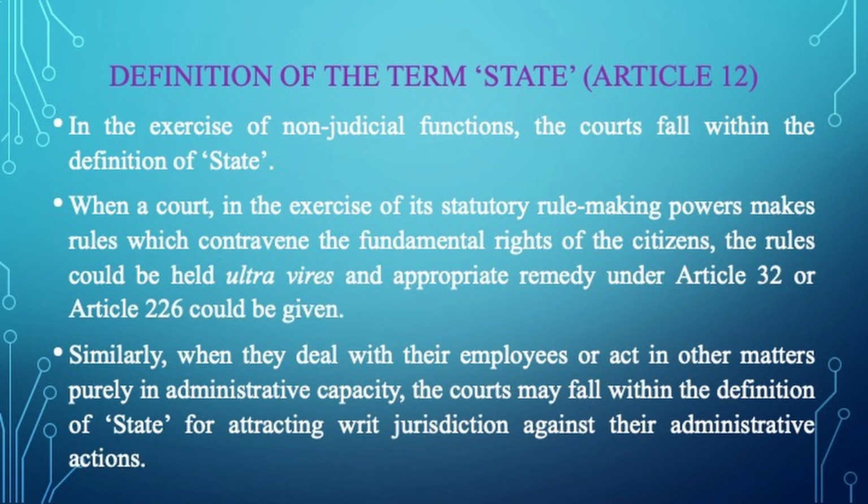In exercise of non-judicial functions, the court falls within the definition of state. It has been held that when a court, in exercise of its statutory rule-making powers, makes rules which contravene the fundamental rights of the citizens, the rules could be held ultra vires and appropriate remedy under Article 32 or Article 226 could be given. Similarly, when they deal with their employees or act in any other matters purely in administrative capacity, the court may fall within the definition of state for attracting writ jurisdiction against their administrative actions only.